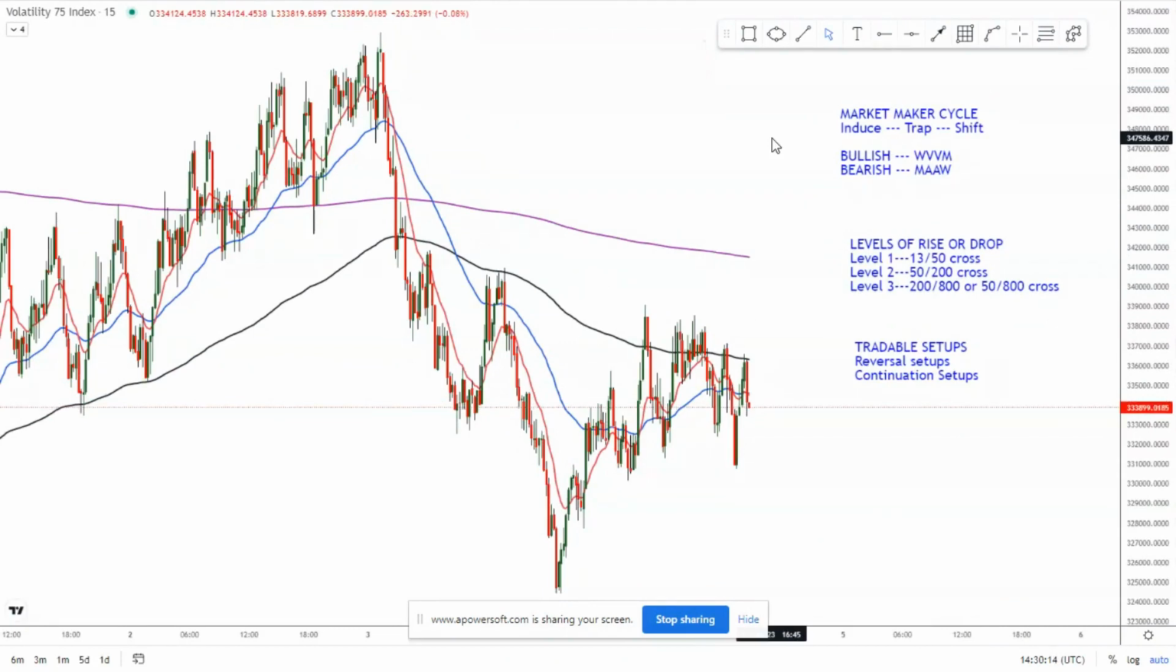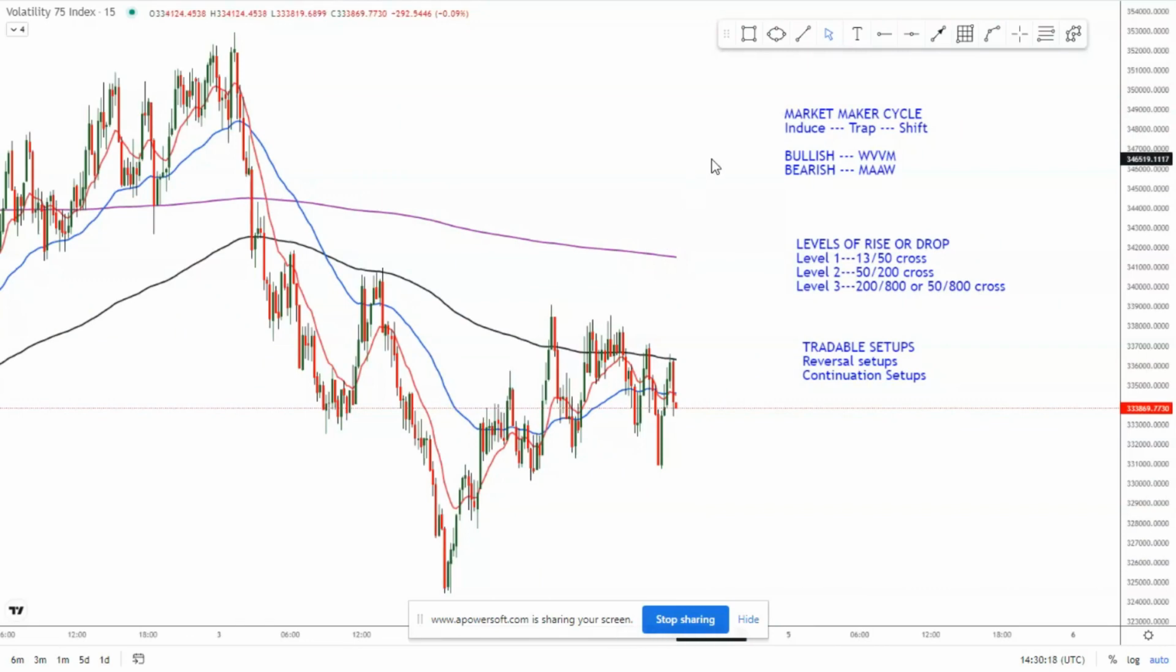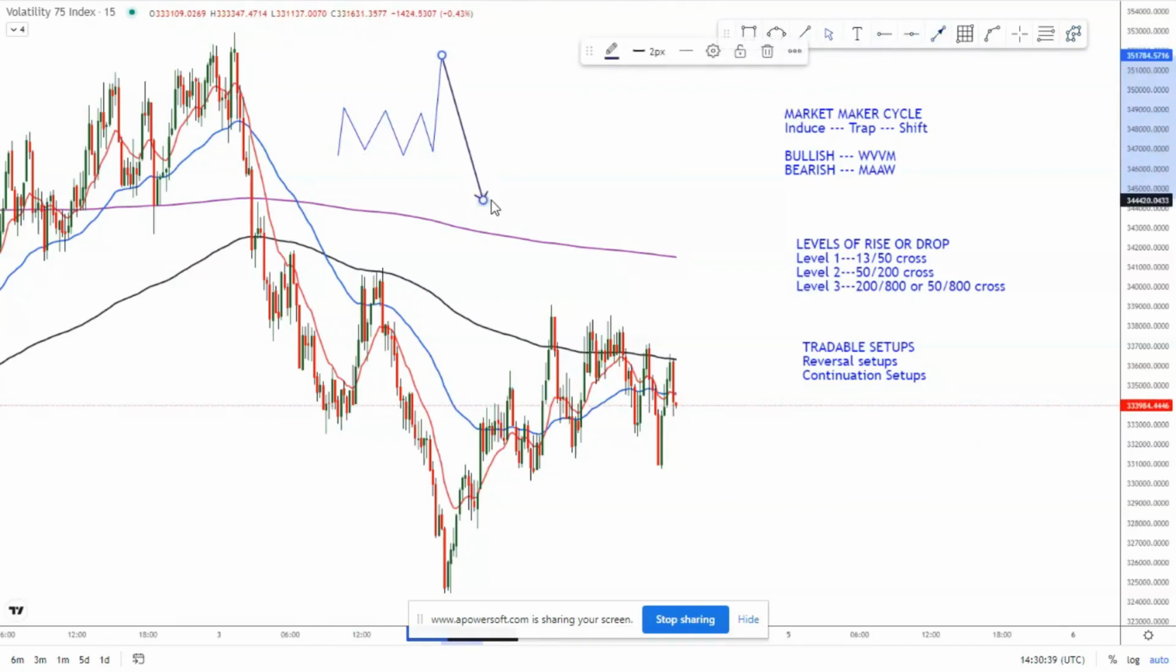So the market maker cycle is, according to Steve Mauro, he says that it comprises three phases. You get induce, trap, shift. Now what does this mean? Induce: the market maker creates a consolidation to induce people. They trap them and then shift.